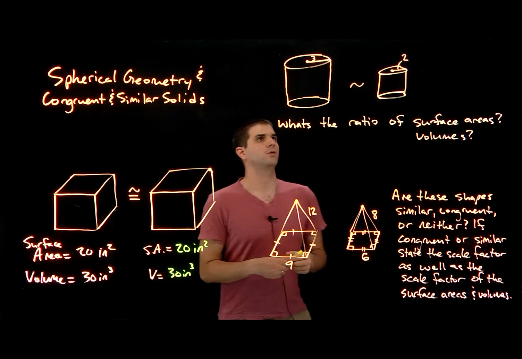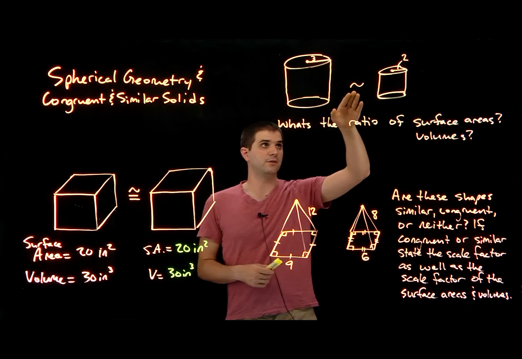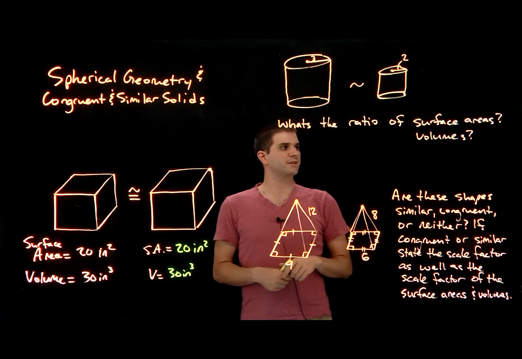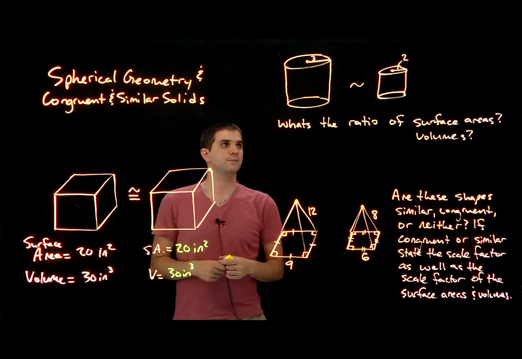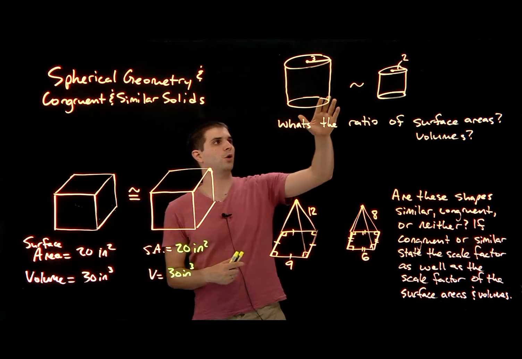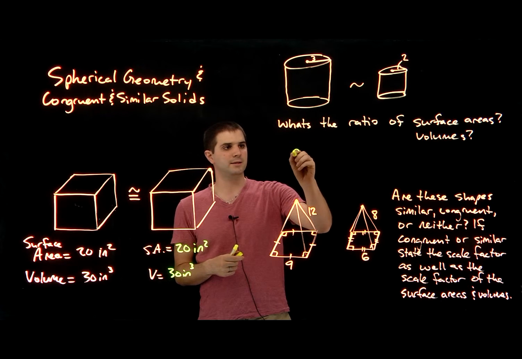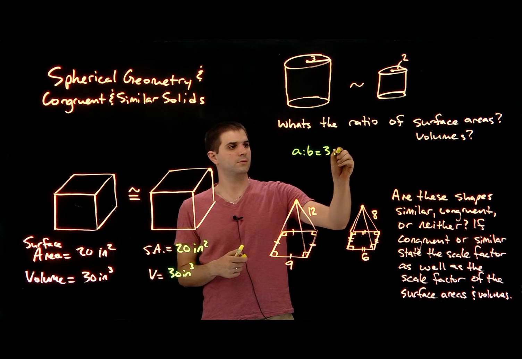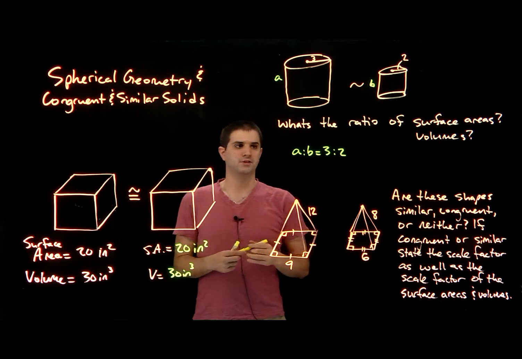What's the ratio? So we have two cylinders here, and they're given as similar. What's the ratio of the surface areas and the volumes? Well, since we know that these are similar, we know that A to B is equal to 3 to 2. So we'll call this A and B. Okay, so we know this to be true.